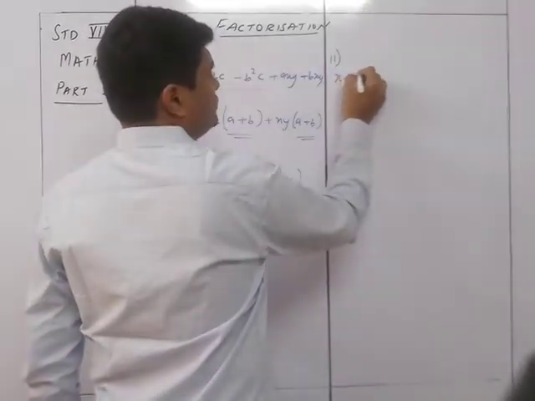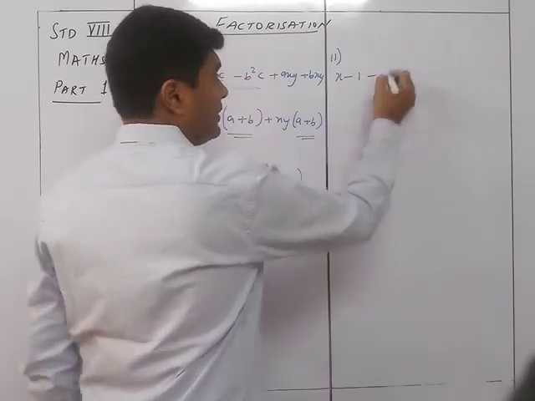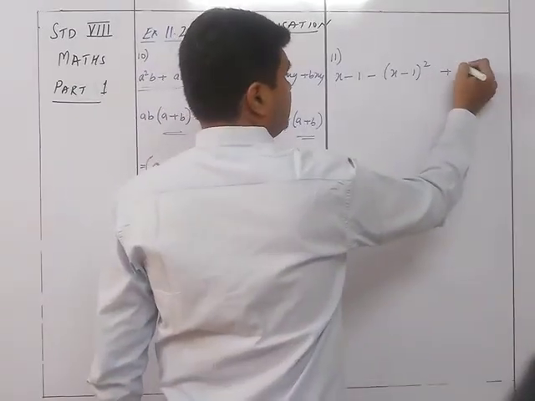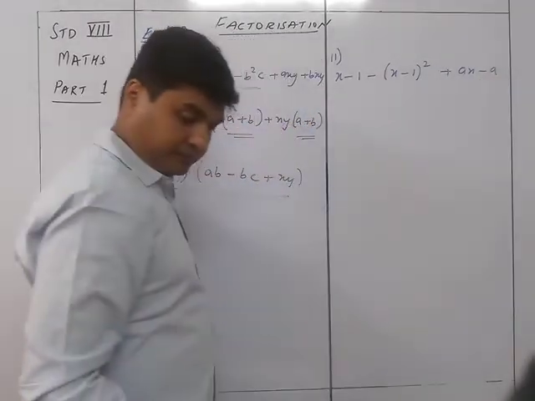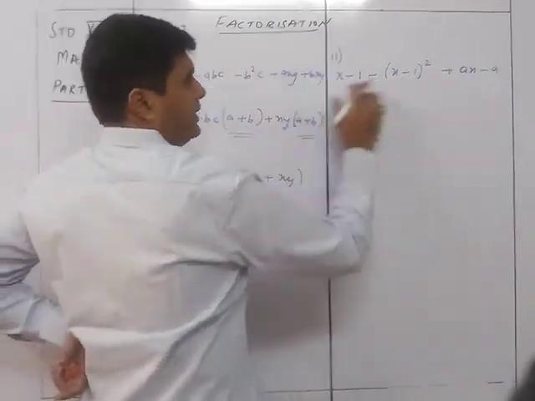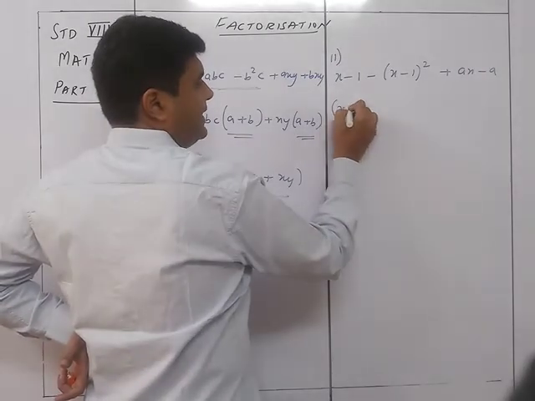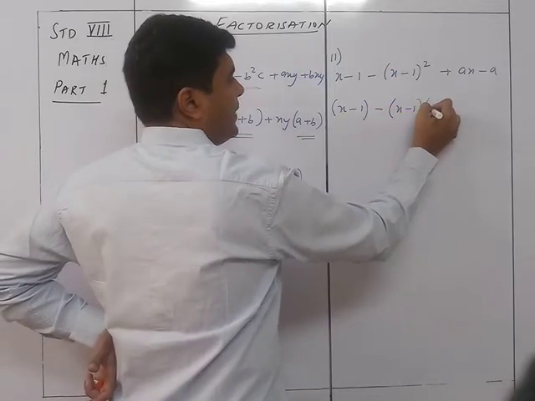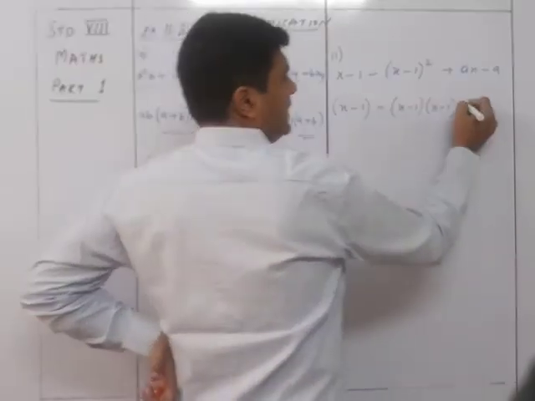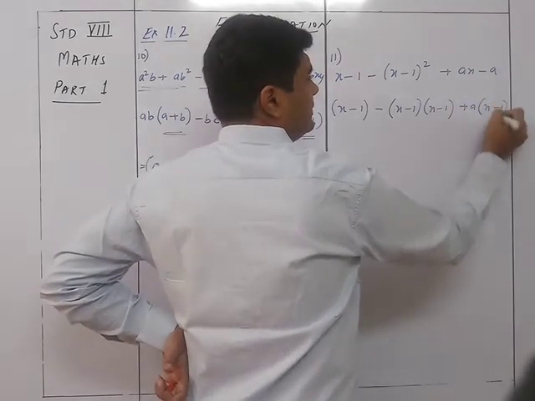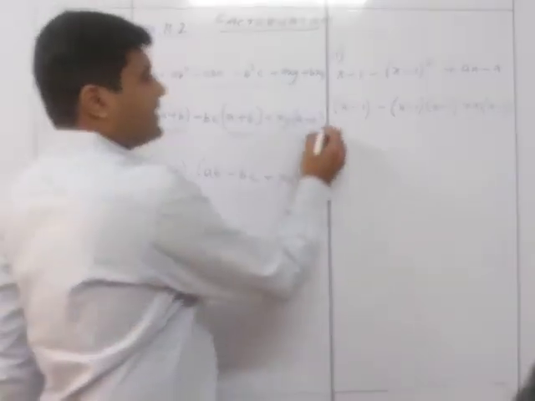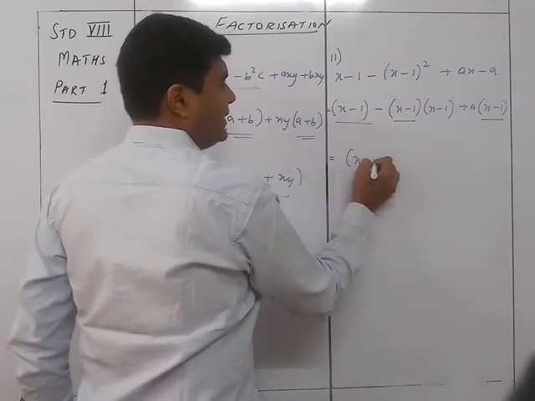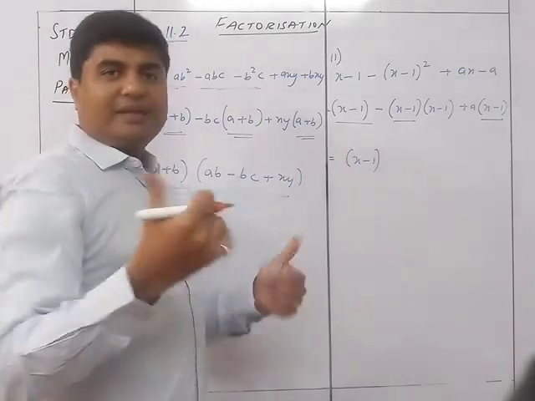We got (x minus 1) minus (x minus 1) the whole square plus ax minus a. So you can see over here, I can write this as (x minus 1) in brackets. This I can write as (x minus 1) into (x minus 1). And here I can write it as a into (x minus 1). So this x minus 1 is common here, here and here. So this will give me x minus 1 as common. What is remaining here is nothing, that is just 1.